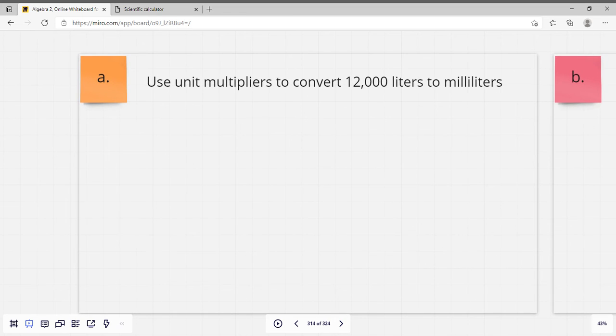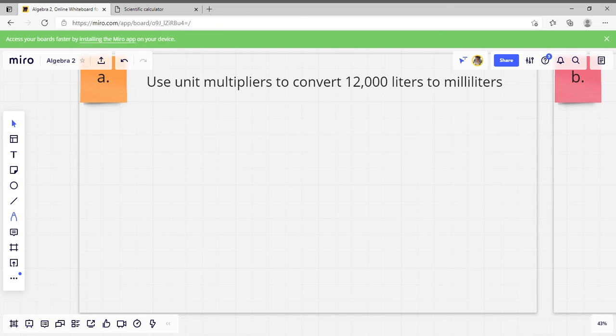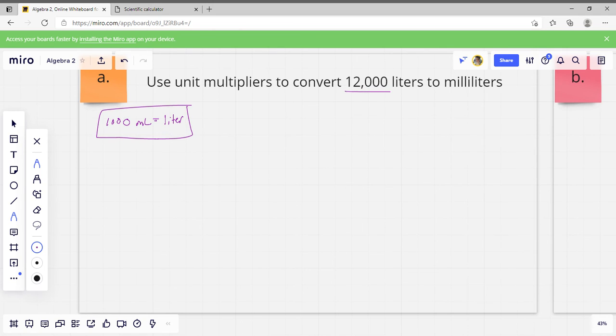Okay, so the first one says use unit multipliers to convert 12,000 liters to milliliters. Alright, so we need to know our converter, and it is 1,000 milliliters equals 1 liter. Okay, so there's our converter. Alright, and we've got 12,000 liters.